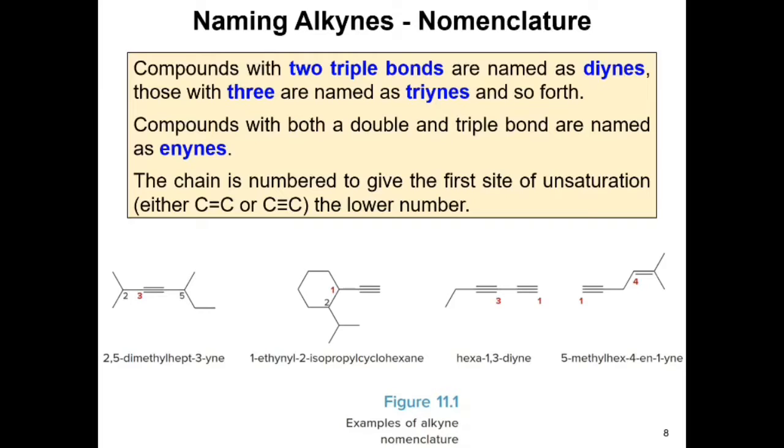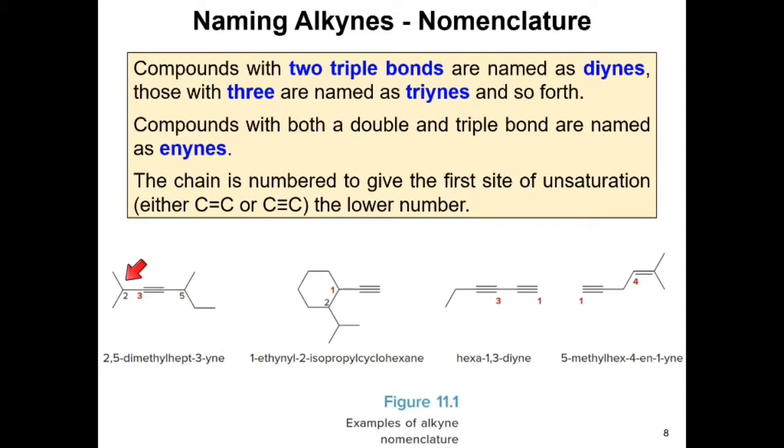Here's a few examples. So for the first example here, we have 2,5-dimethyl hept 3-ine. So when you count the longest carbon chain here, the longest continuous carbon chain, it contains 7 carbon atoms. So we have 1, 2, 3, 4, 5, 6, and 7. And so we have a heptane. And because this is a triple bond here, we have a heptyne. And then the triple bond is on the third carbon atom. And so we're going to call this hept 3-ine.